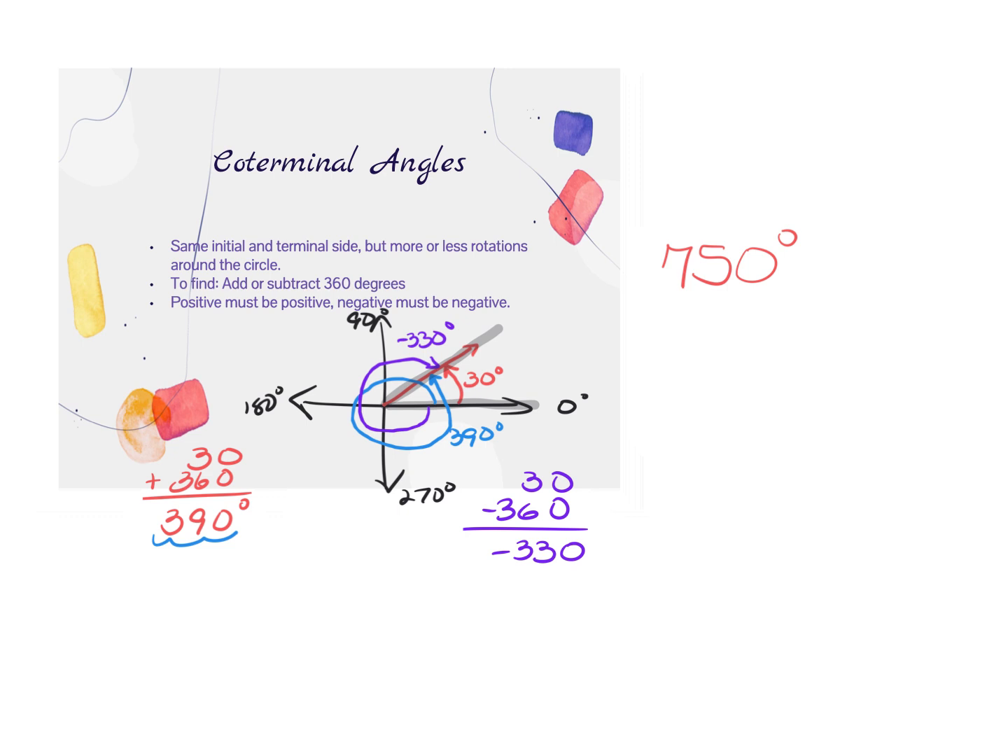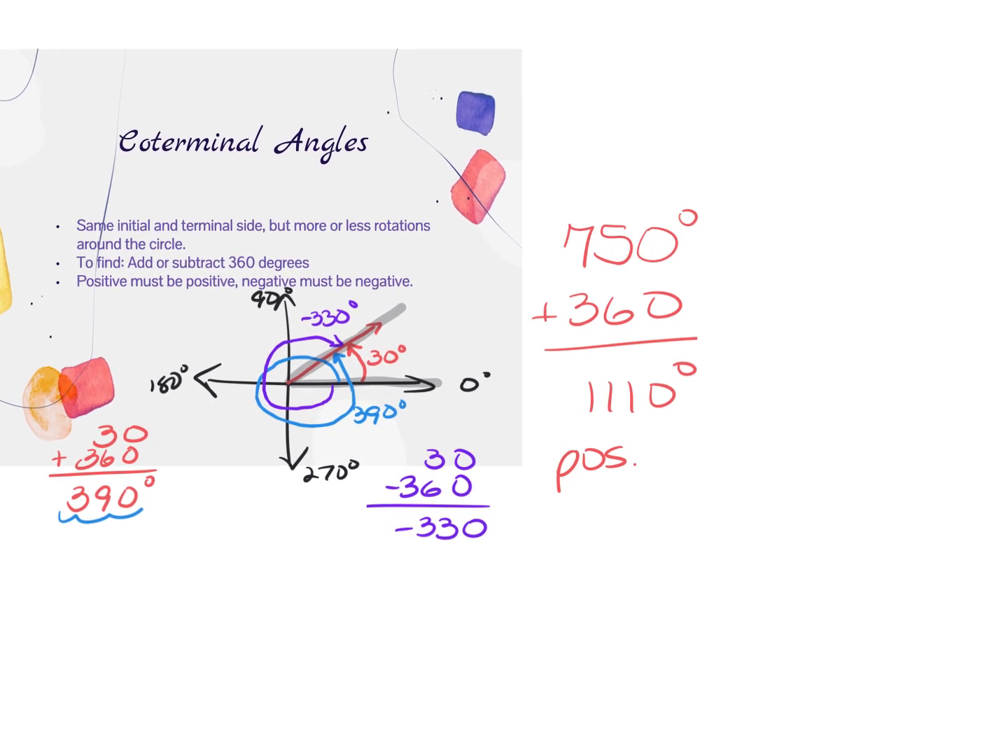So sometimes you're going to have to subtract or add 360 more than once to get those coterminal angles. To find the positive, you can always just add 360. So I could just add 360 to get my positive coterminal, but then I'd have to graph this. However, I could still also get a positive coterminal angle by subtracting 360, because when I subtract 750 minus 360, I get 390 degrees. I'm still positive. So this could be a positive answer as well.